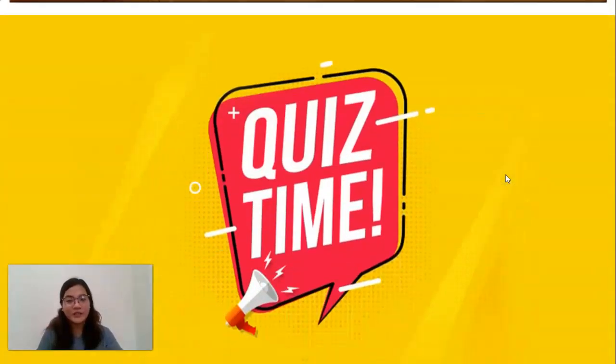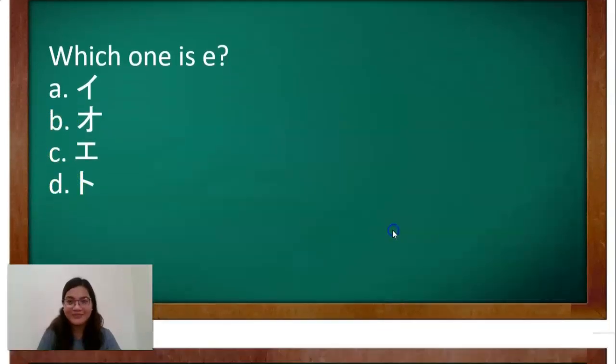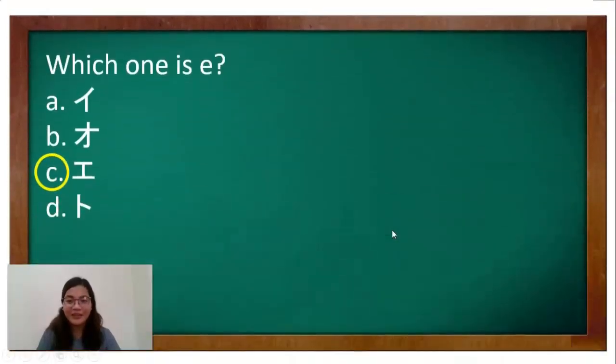So now let's do the quiz time. Okay? Which one is A? A, B, C, or D? Okay, and the correct answer is letter C. Good job for that.